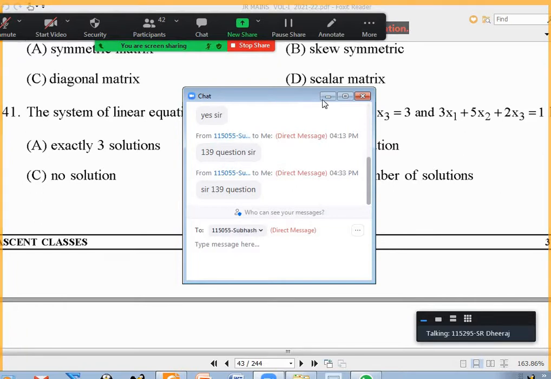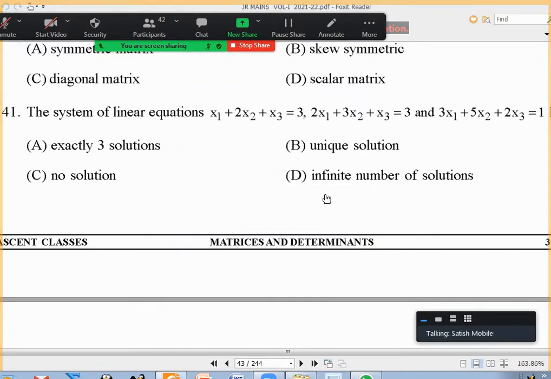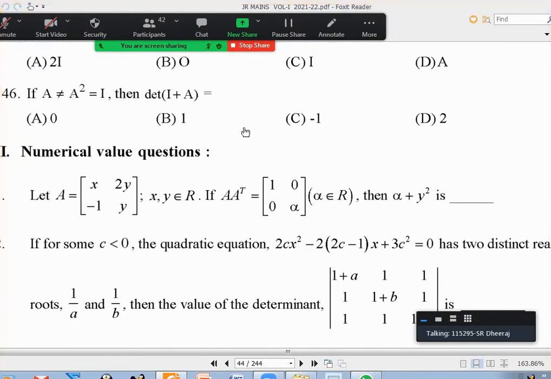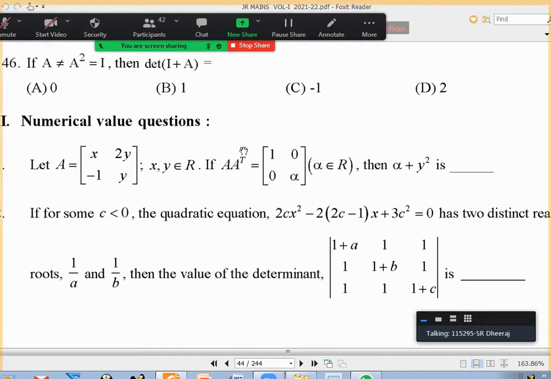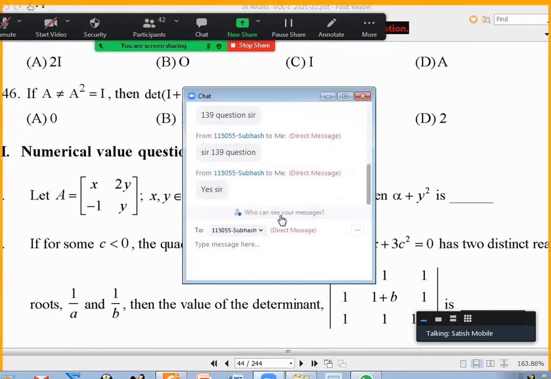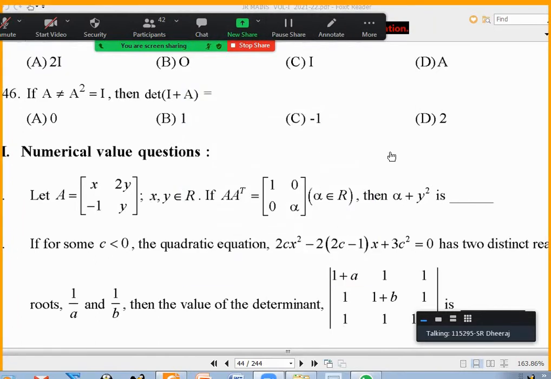Sir, 146. Subhash, is it okay? Sir, for 146 we should multiply with A minus I, sir. No, A square equal to I is given in the question only, right? Yes, sir. Just write A plus I into A minus I. That's what they're saying. Sir, I also said we should do A plus I into A minus I. Yes, that only. Then I apply that on both sides. Okay, sir. But still, there is some more logic. I'll explain to you.